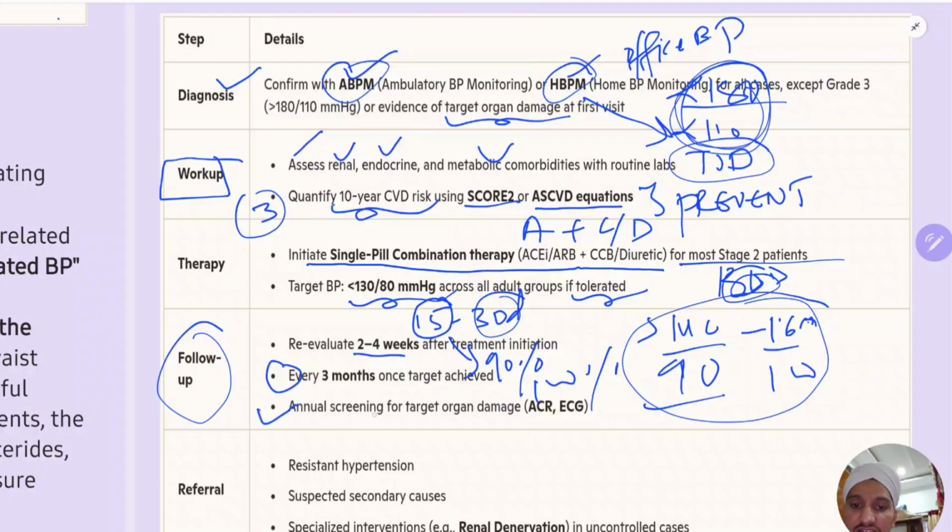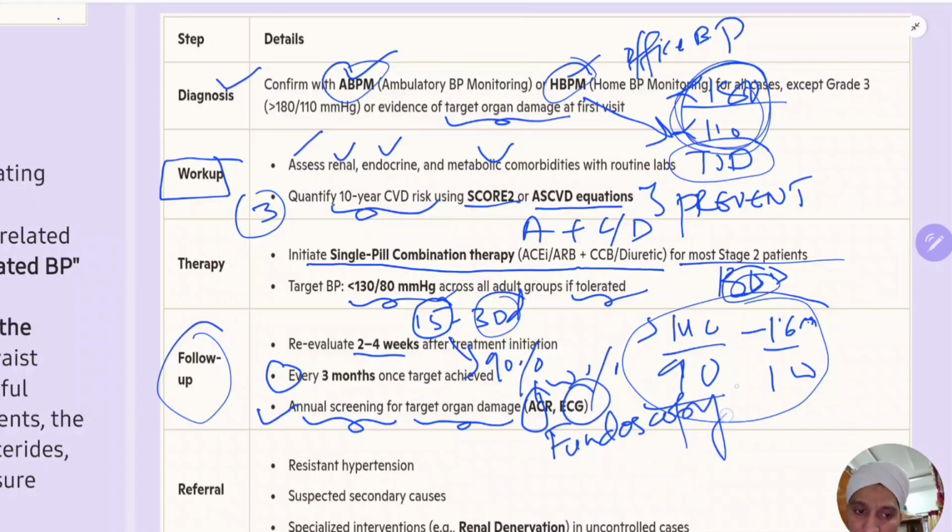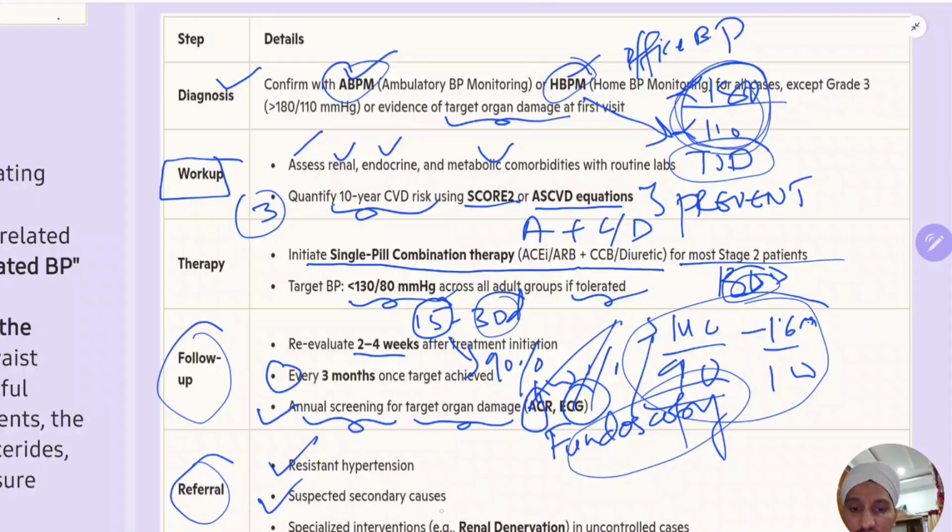And yearly, you should have annual screening for target organ damage, which includes urinary albumin creatinine ratio, and ECG you should do, and also fundoscopy. One more thing is there. So you should do these things: fundoscopy, ECG, and ACR. When do you refer? Resistant hypertension which is not responding, suspected secondary causes, and for specialized interventions like renal denervation in uncontrolled cases, you should refer. So that is the whole summary of the topic of hypertension.